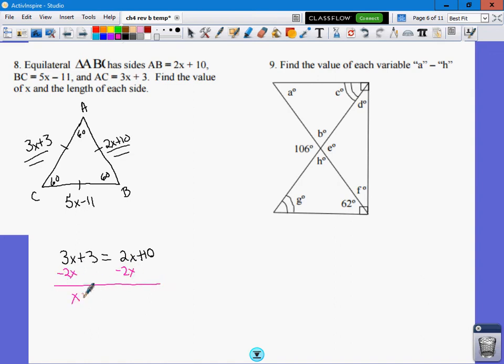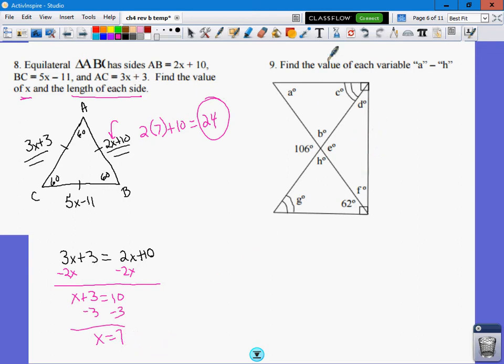I now have x plus 3 is equal to 10, and I'm going to go ahead and subtract 3. X is equal to 7. They asked me to find the value of x, but they also asked me to find the length of each side, and I'm going to plug that 7 back into one of my sides. 2 times 7 plus 10. 2 times 7 is 14, plus the 10 is 24. So the side length is 24, and the segment side length is 7.